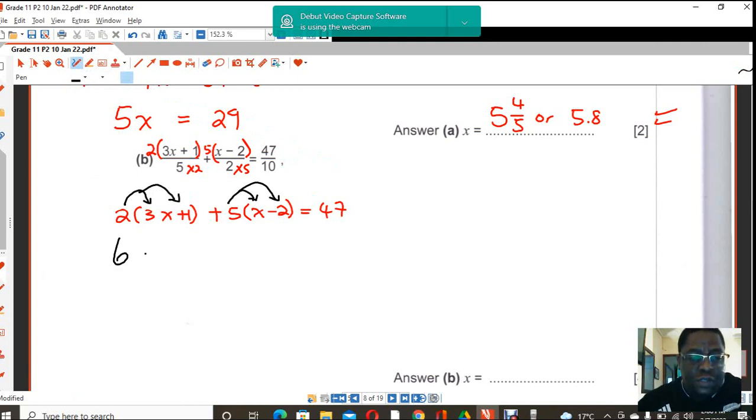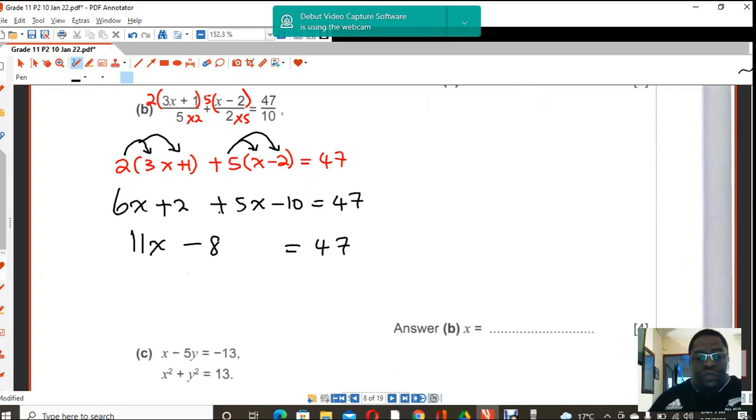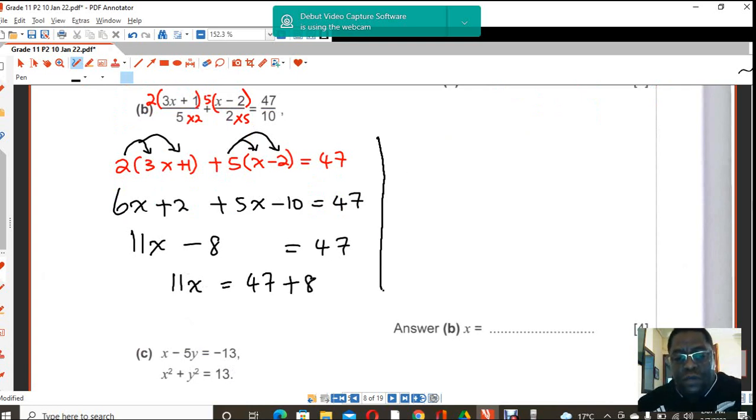So this becomes 6x plus 2 plus 5x minus 10 equals 47. So let's collect the like terms. So we've got 11x minus 8 equals 47. It comes from minus 10 plus 2. So from here on, we have 11x equals 47 plus 8. So 11x is equal to 55.